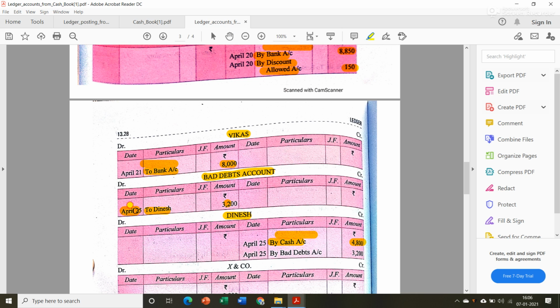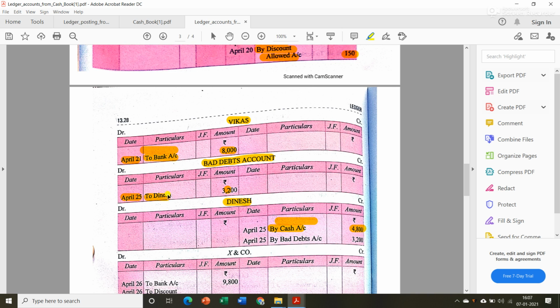I'm not mentioning dates. Okay, you have to be careful about dates. So for every transaction, whether in the cash book, in the journal or in the ledger, you have to write proper dates. Okay, so in bad debts we wrote 3,200.